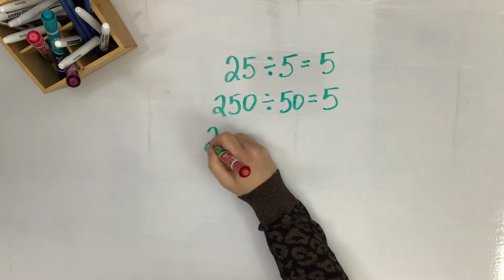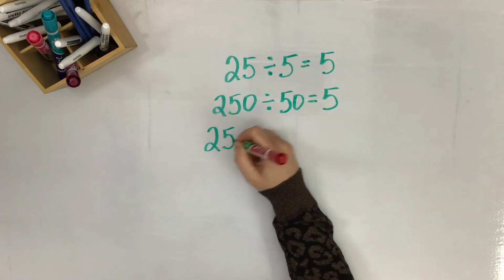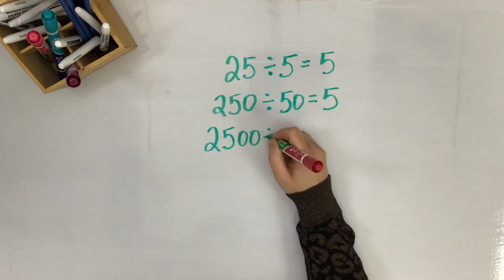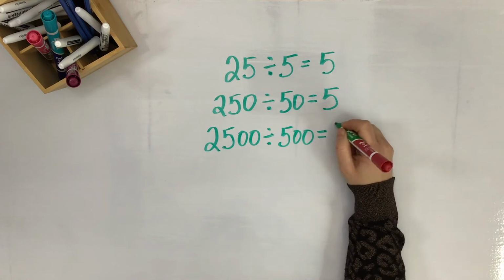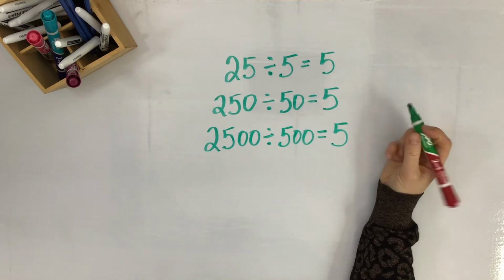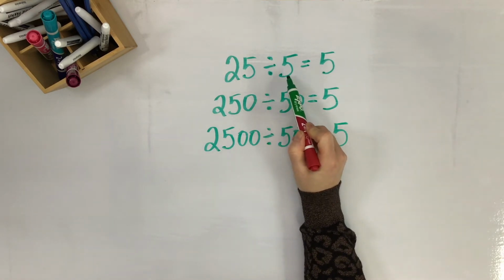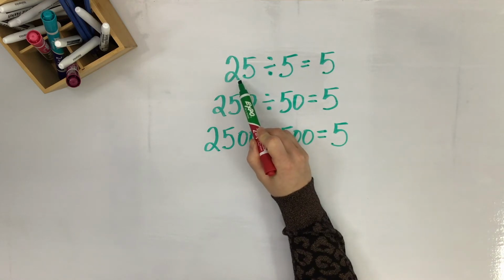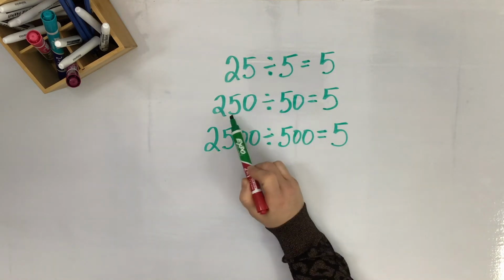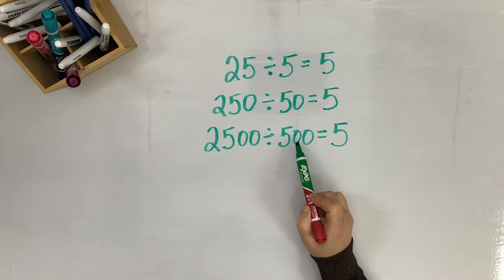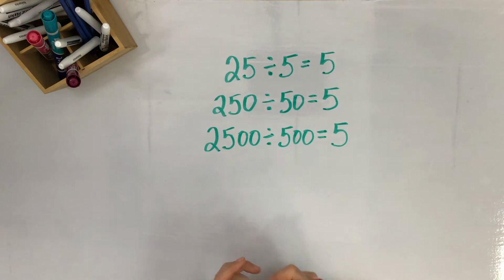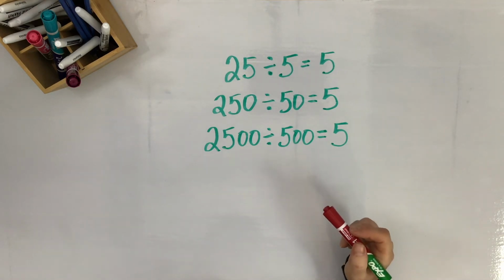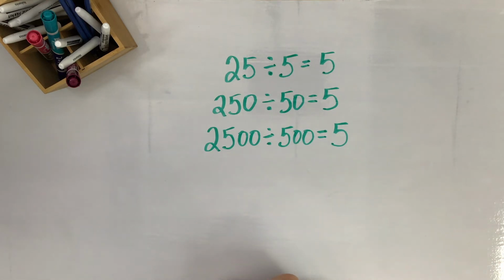I can keep doing this. I can increase my original numbers each by a factor of 100, and my quotient, my answer, is still going to be 5. That's because 5 goes into 25 the same number of times that 50 goes into 250, and as 500 goes into 2500. So we're going to use this property of division to help us with these division questions today that have trailing zeros.